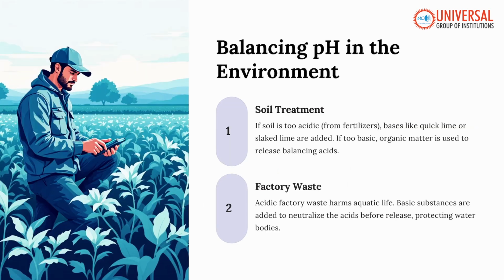And soil treatment. Sometimes soil becomes too acidic because of overuse of fertilizers. So farmers quickly add quicklime or slaked lime. Quicklime, which is CaO, and the slaked lime, that is... So if soil is too basic, they add organic matter to release mild acid and to balance the acids.